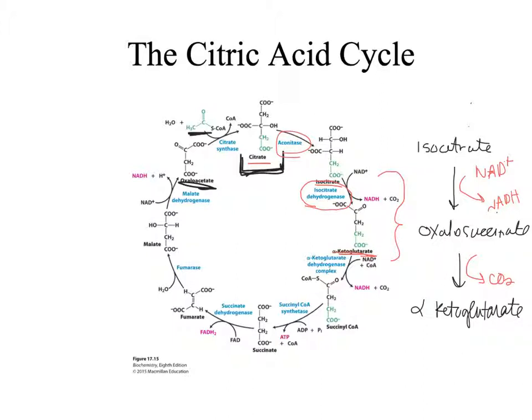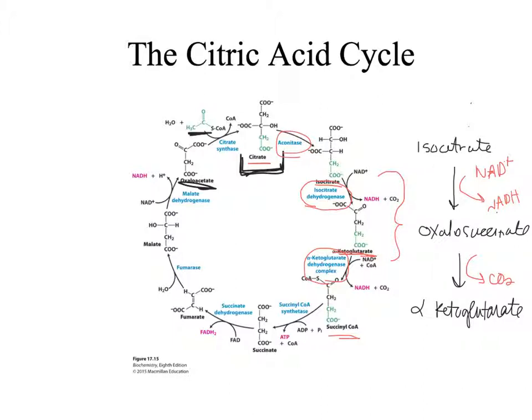This process is going to be followed by a second oxidative decarboxylation reaction, where we're going to take that alpha-ketoglutarate and form succinyl-CoA. This particular reaction is going to be catalyzed by alpha-ketoglutarate dehydrogenase complex. And this particular complex will function in a way that's homologous to the way that pyruvate dehydrogenase complex works. So there are similarities between the alpha-ketoglutarate dehydrogenase complex and the pyruvate dehydrogenase complex.